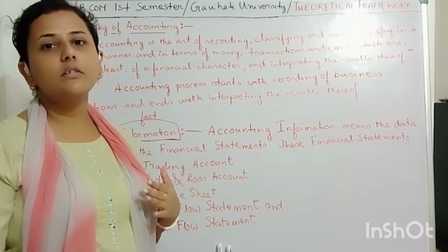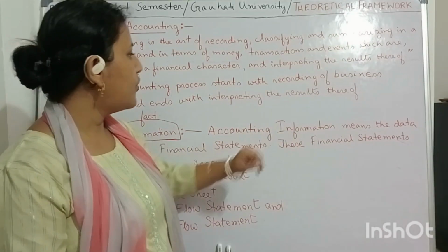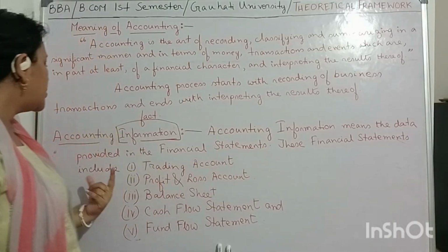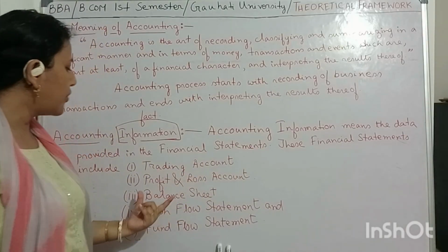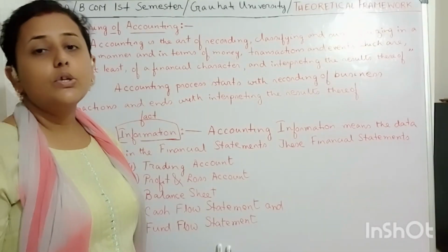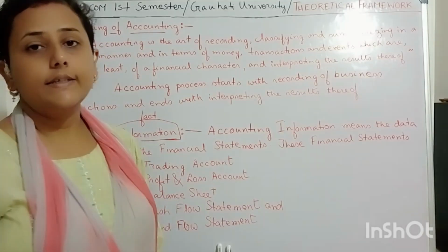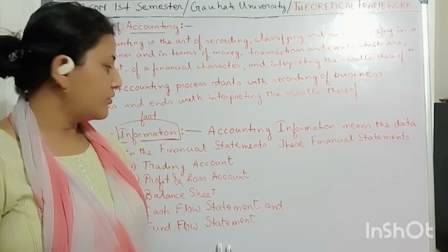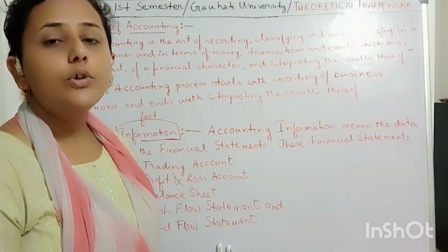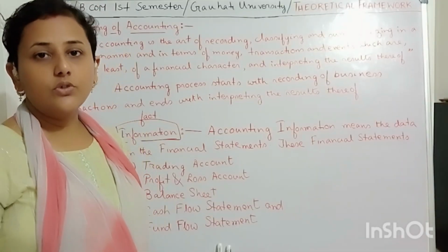So accounting information is provided in the books of accounts. Accounting information means the data provided in the financial statements. These financial statements include trading account, profit and loss account, balance sheet, cash flow statement, fund flow statement. Cash flow statement and fund flow statement you will come to know in later classes. Now you all know about trading account, profit and loss account, and balance sheet. Yes or no?